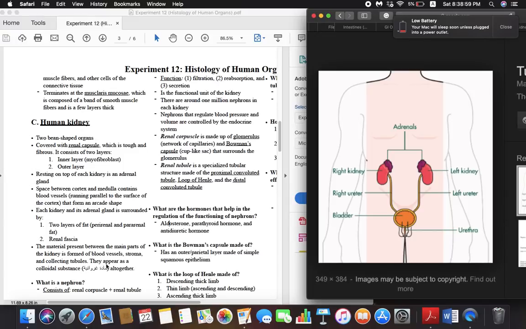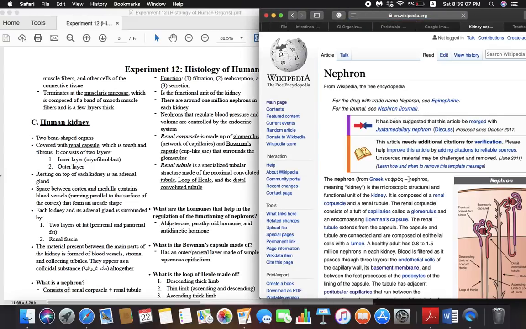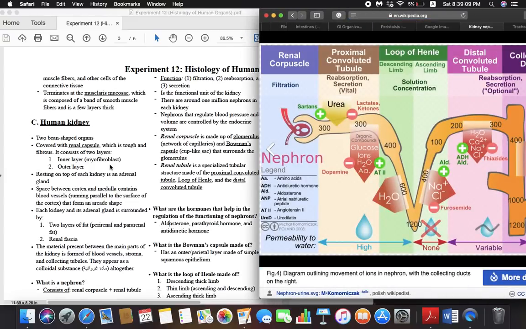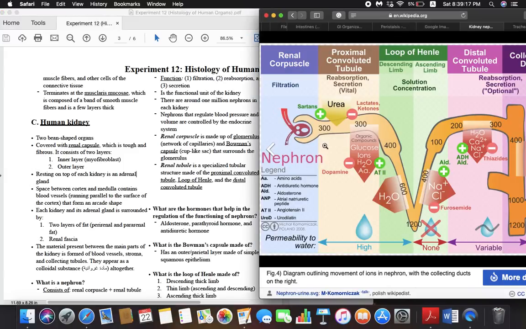Now we have the nephron. What is the nephron? The nephron is basically the functional unit of the kidney. It consists of the renal corpuscle plus the renal tubule. So here we have the renal corpuscle plus all of this right here. These three layers are referred to as the renal tubule. So all of this right here is the nephron.